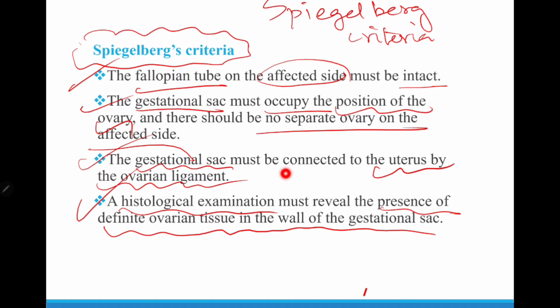So Spiegelberg's criteria for ovarian ectopic pregnancy is: first, the fallopian tube on the affected side should be normal. Second, the gestational sac should occupy the position of the ovary, and there should be no separate ovary on the affected side. Third, the gestational sac must be connected to the uterus by the ovarian ligament. Fourth, histopathological examination reveals the presence of definite ovarian tissue in the wall of the gestational sac.